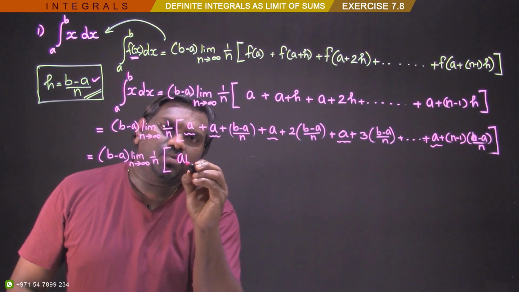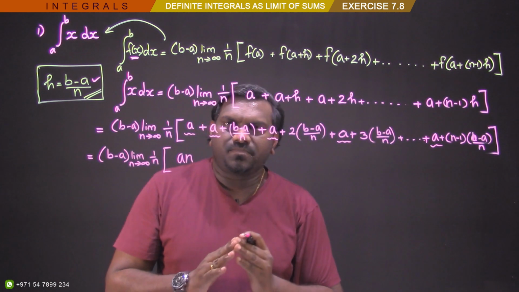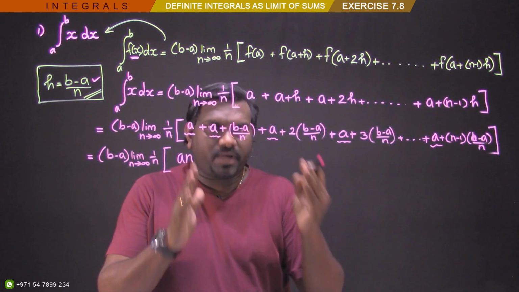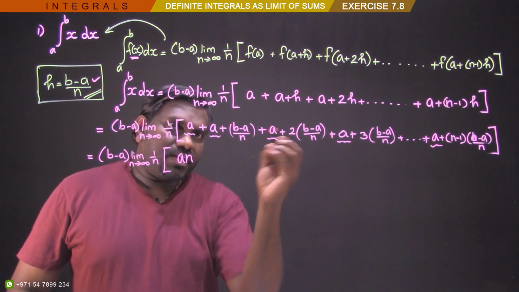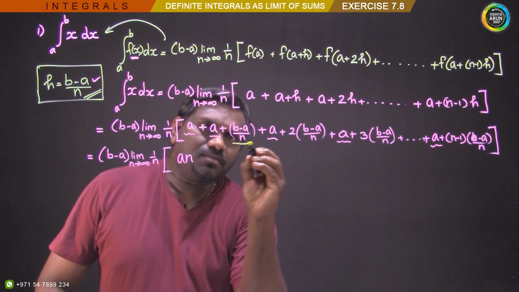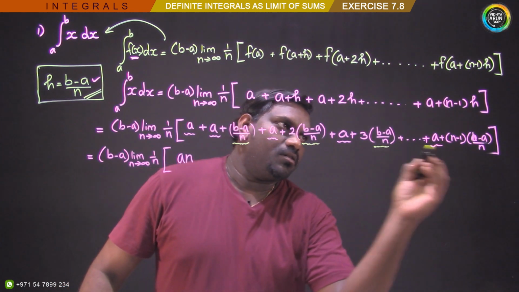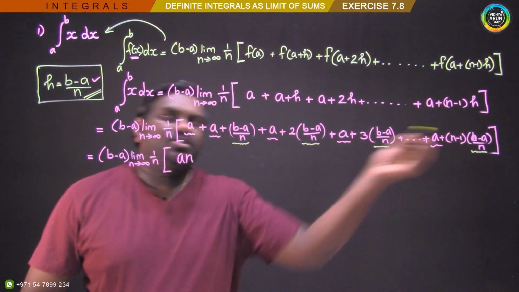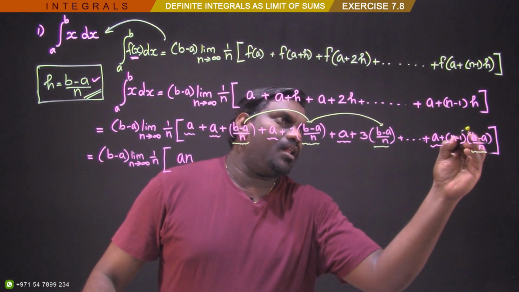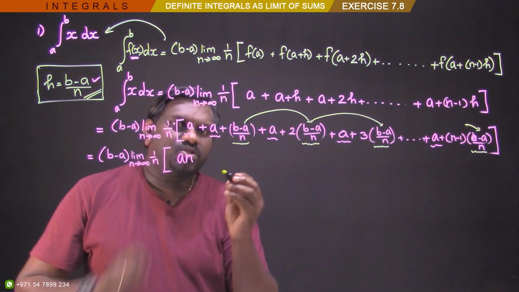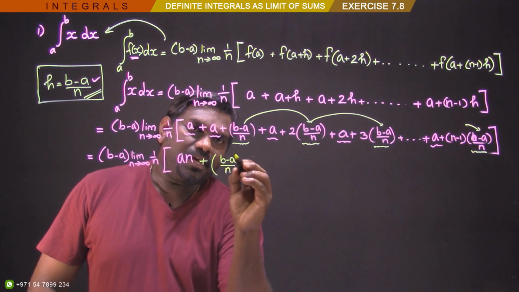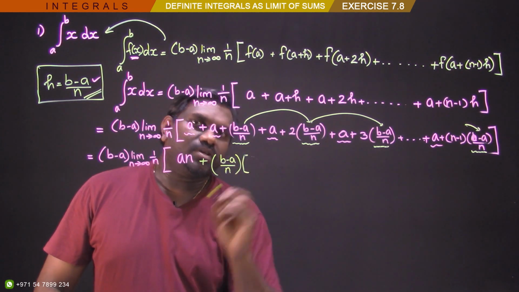So it will be what? n into a, that is an, right? a plus a plus a plus a, n terms you have. So a into n. Fine. Then what I can write here is, can you see this term is occurring in all the other terms, dear? At the last also you have it here. So can't I take it outside? So I can take that one as b minus a by n.